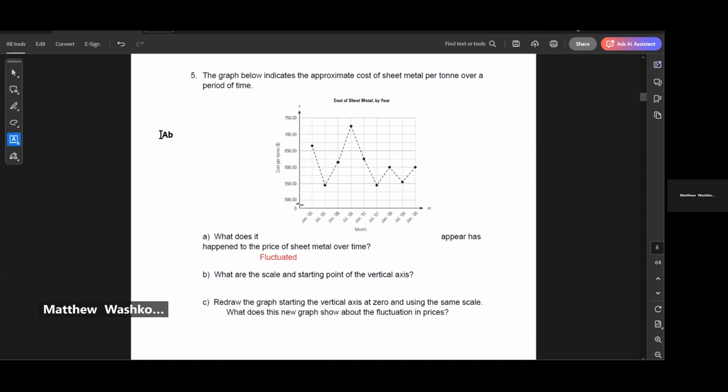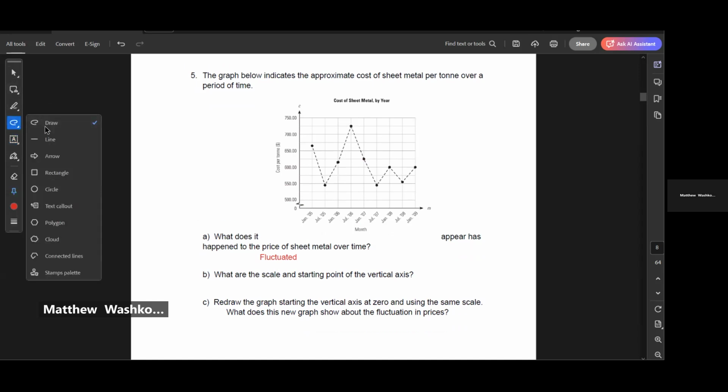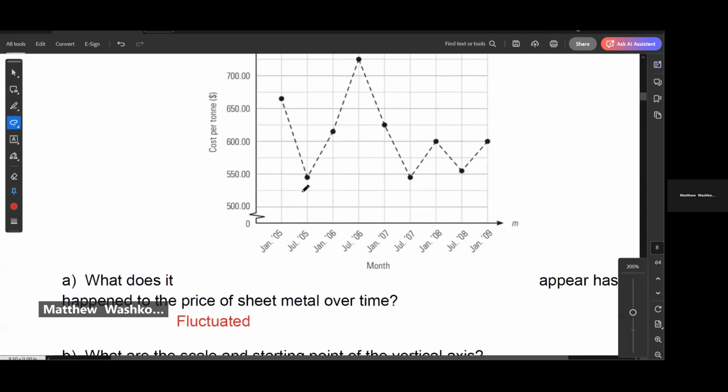So what are the scale and the starting point of the vertical axis? Now, does anyone see this? The vertical axis, right? That is this line right here. I'm going to zoom in. What did it do? It went immediately from 1 all the way to 500. But then this one's not 1,000. This isn't 1,500. This isn't 2,000. So you're noticing this little squiggly line here.